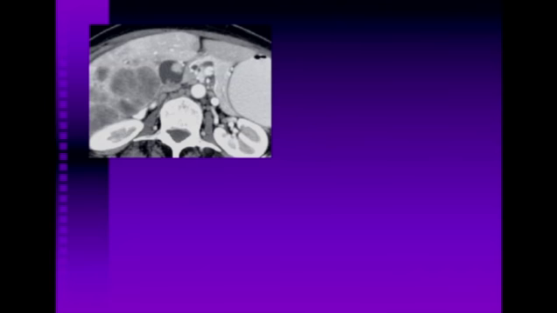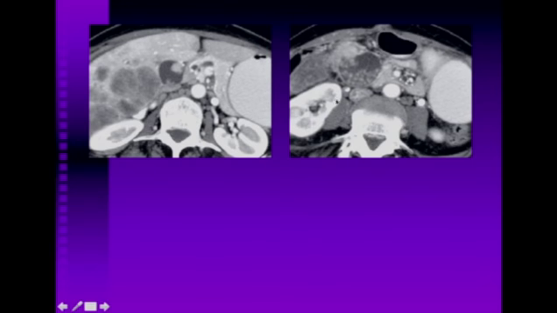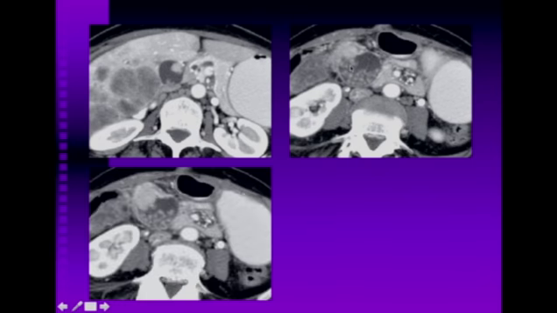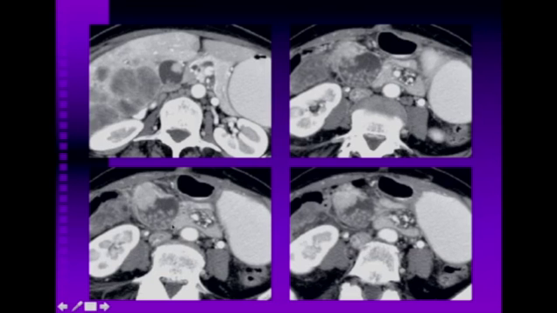Here's another example. So we have a focal polyp within the gallbladder, and then a second larger hyperenhancing mass, which is not only protruding into the gallbladder but also extending out. And you can see there are multiple gallstones also associated with this patient.